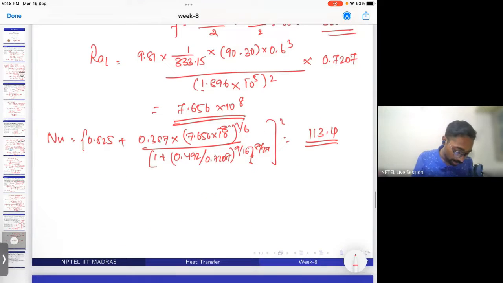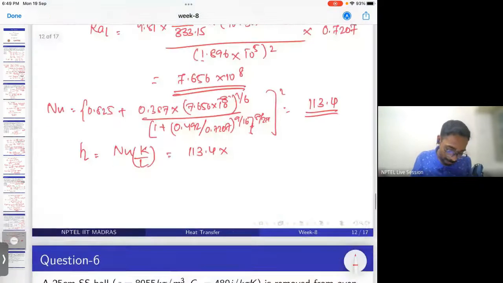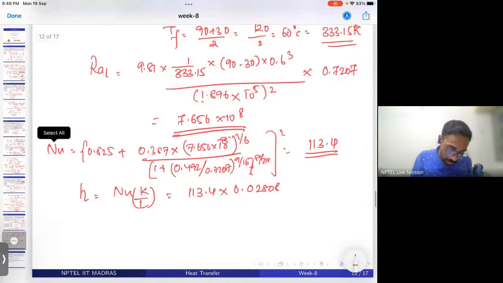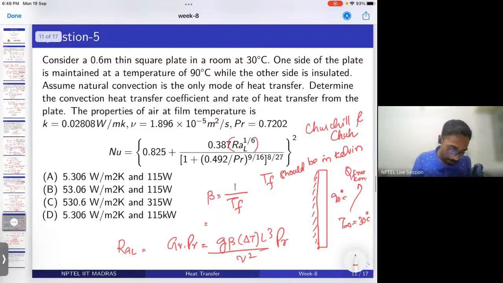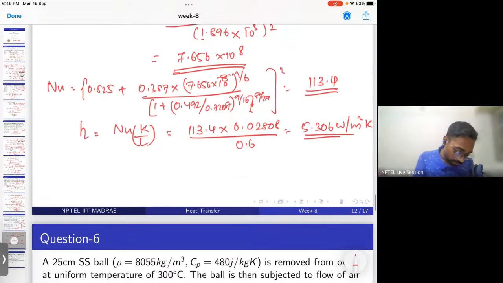So from Nusselt number, you can find out the heat transfer coefficient h, which is Nu times k by L, which is 113.4 into the thermal conductivity, which is given, 0.0280, divided by what is L, 0.6. You will get it as 5.306 watts per meter square Kelvin. And also we are asked to find out what is Q, which is h A surface into Ts minus T infinity.